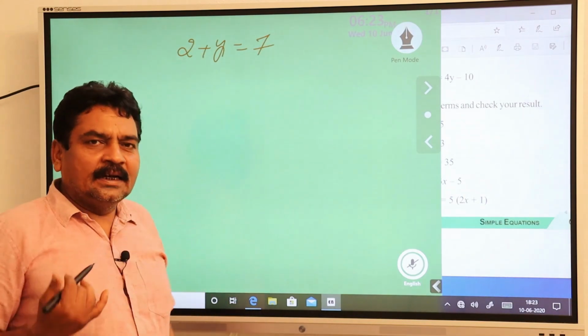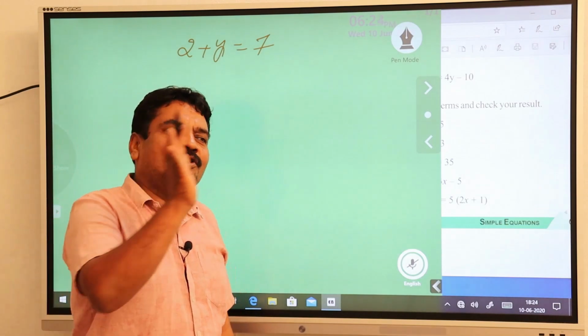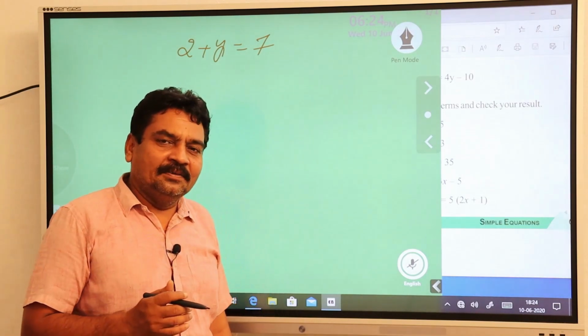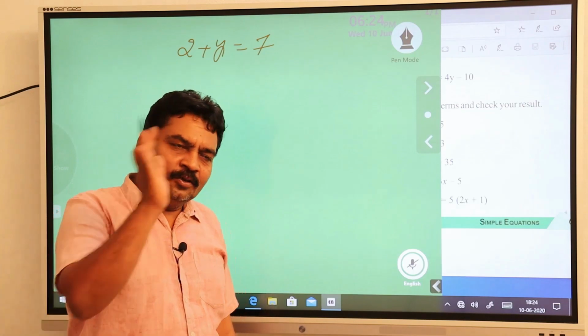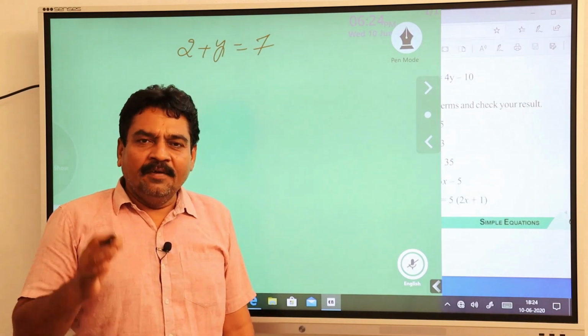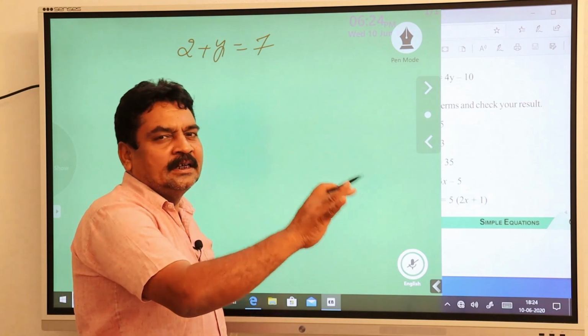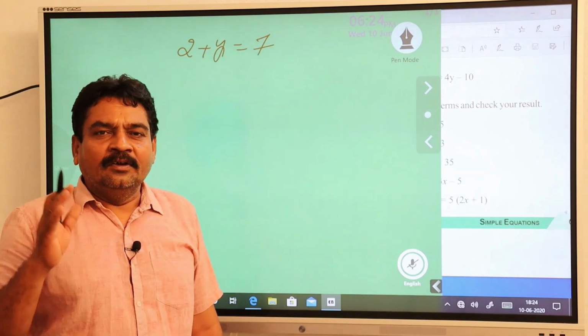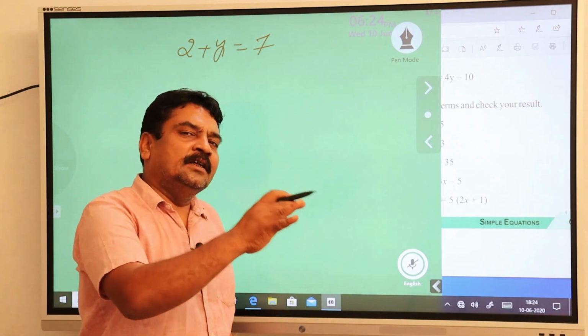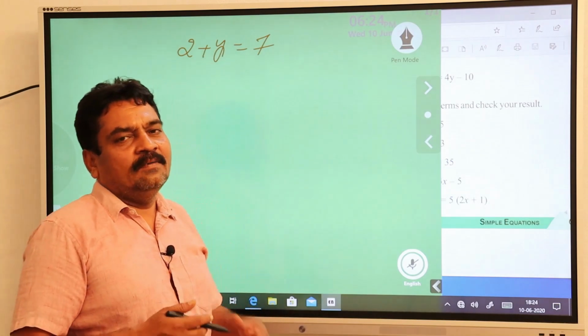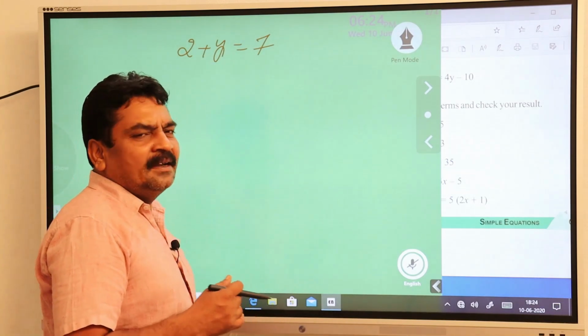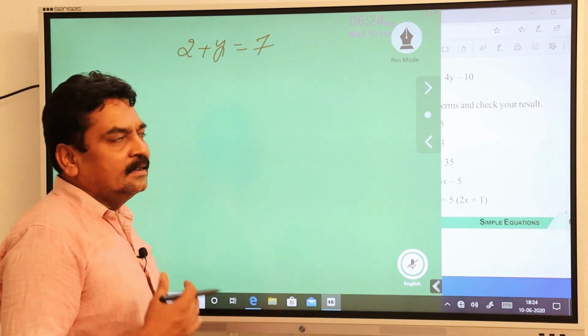You have certain conditions. When you transpose a positive value to the other side, it becomes negative. When you transpose a negative value to the other side, it becomes positive. When you transpose a product value, a multiplication value, to the other side, it becomes division. When you transpose a division value to the other side, it becomes multiplication. That we have already discussed. The same thing we are going to apply here to get the result.